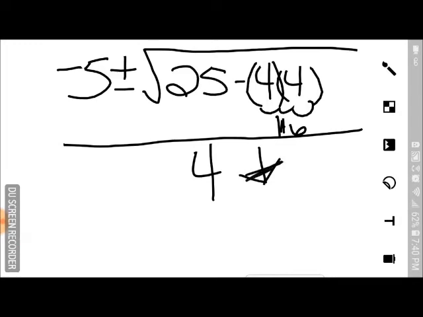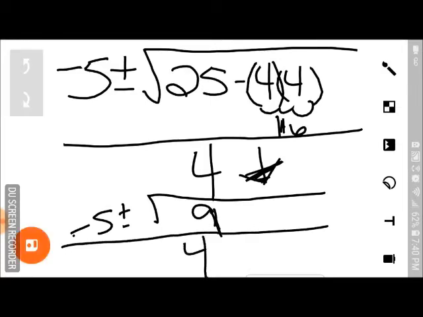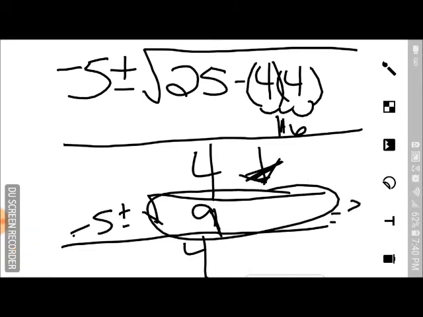Let's do a little bit more with this. Negative 5 plus or minus 25 minus 16 is 9. Ooh, like a 9, all over 4. Okay, so now we got negative 5 plus or minus the square root of 9 over 4. So we can do the negative 5 plus square root of 9 over 4 and the negative 5 minus square root of 9 over 4. And the square root of 9 is what? This is going to be 3.